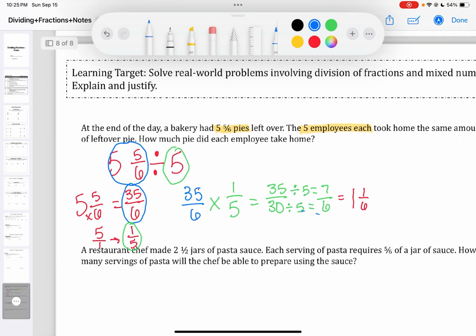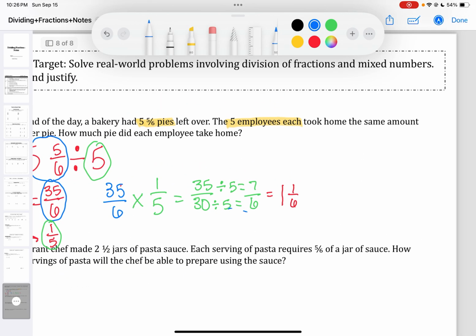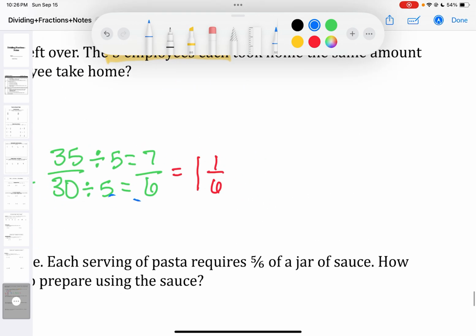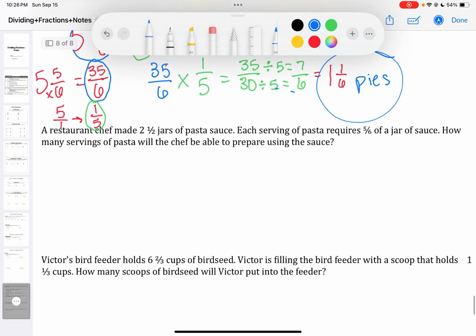So with a word problem, you want to make sure that you always finish with a mixed number or a proper fraction. You cannot say that you had 7 over 6 pies for each employee. Each employee had 1 and 1/6 pies each. So then I'm going to write this as each employee got to take home 1 and 1/6 pies. Awesome. Now I'm going to move on to the second question.